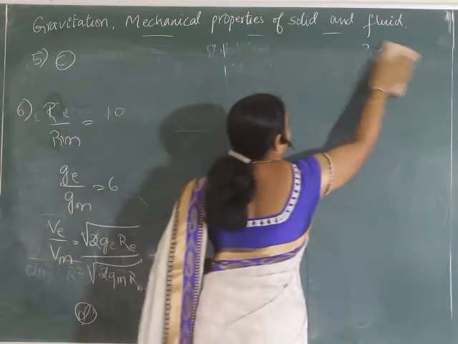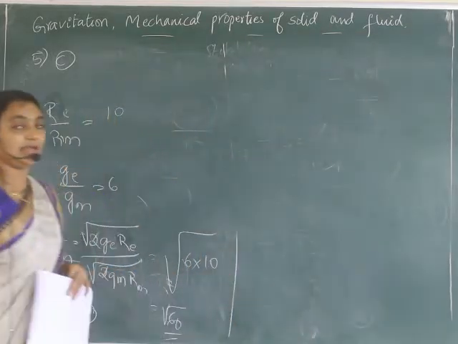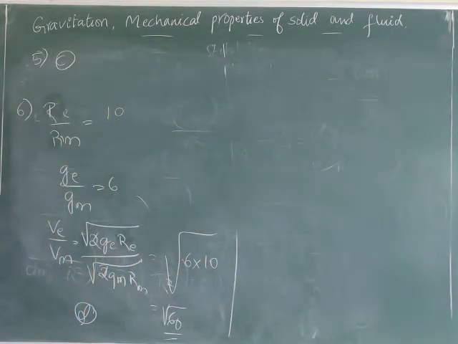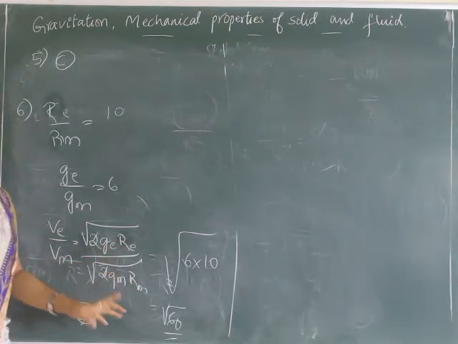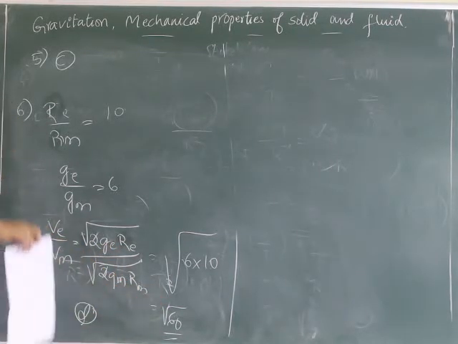Escape velocity, what was the expression we discussed in summary? Square root of 2GM by r, or square root of 2gR, is the expression for escape velocity. So apply it for Earth and Moon. You will get this answer.